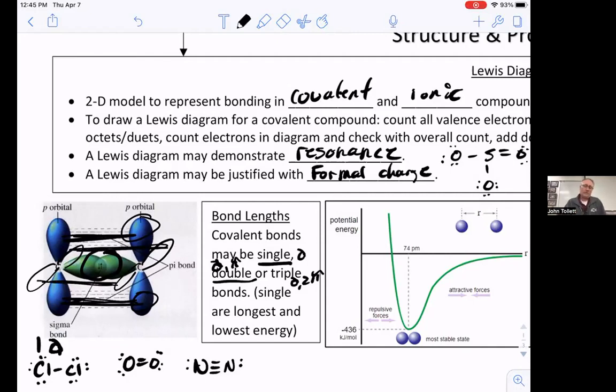A pi bond is actually above and below the plane of the sigma bond. Pi bonds are going to be weaker than sigma bonds. So as you go from a single bond to a double bond to a triple bond, it's a greater amount of energy, but it's not the same amount of energy as having 3 sigma bonds. The pi bonds are weaker than the sigma bonds.